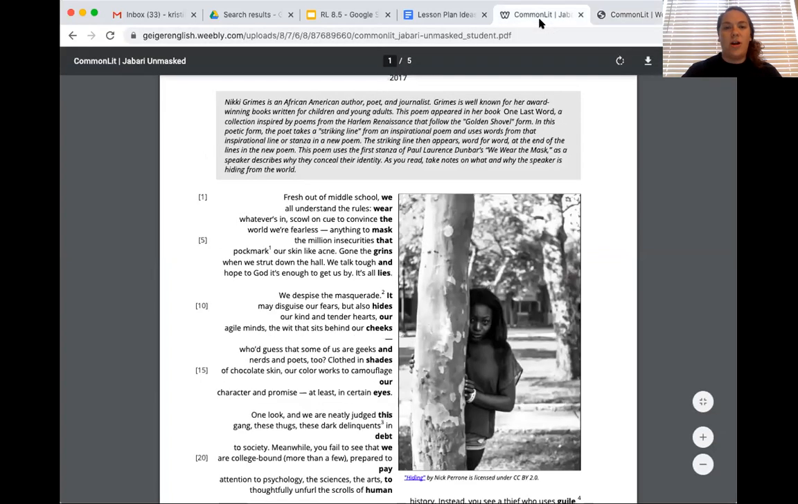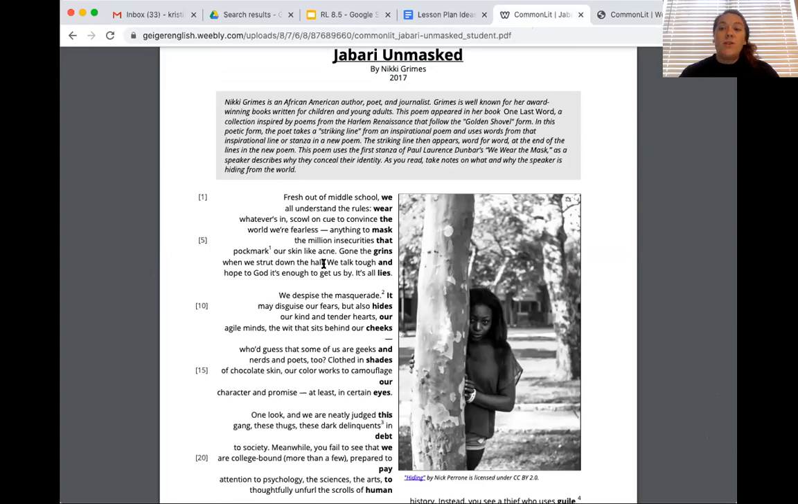Okay, I'm going to go back to Jabari Unmasked, and I want to talk to you guys about word choice. Word choice is critical, okay? An author does not just choose their words easily. An author chooses words that they believe will best convey their message to you, the reader. So when you're reading something, you need to analyze the word choice. Oftentimes we get to a difficult word and we might stumble a little bit, and we won't spend the time that we should analyzing that word and analyzing why the author chose that word. So I'm going to do that right now very quickly.